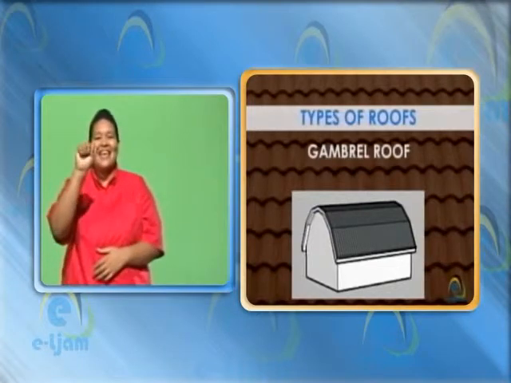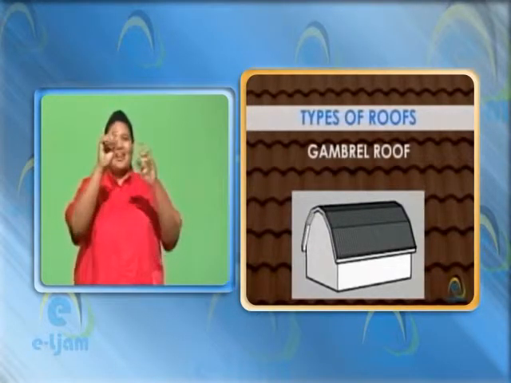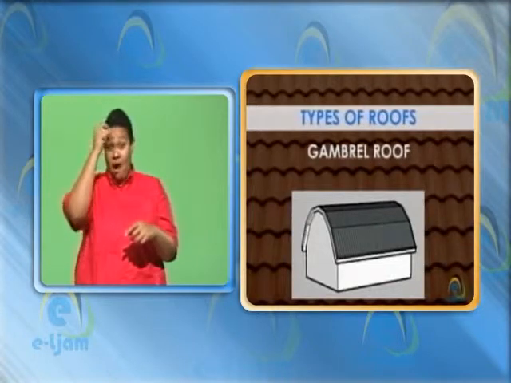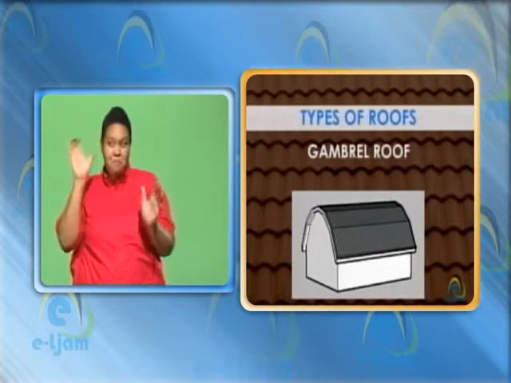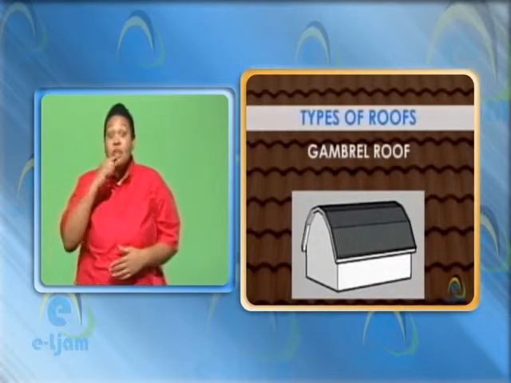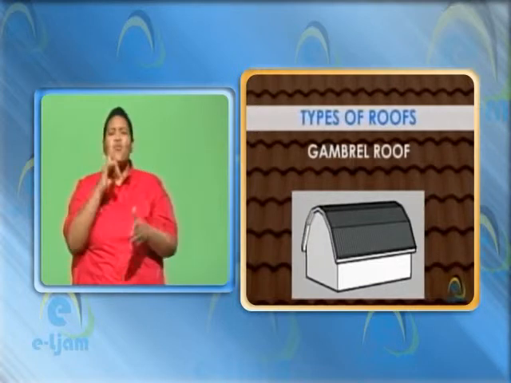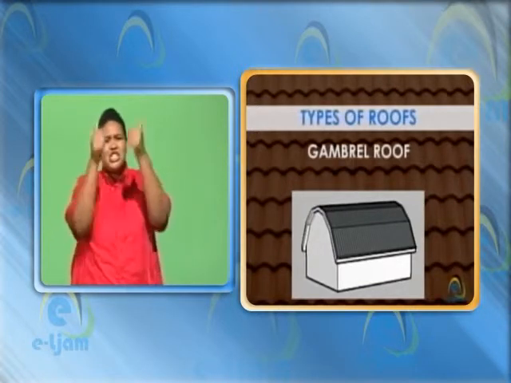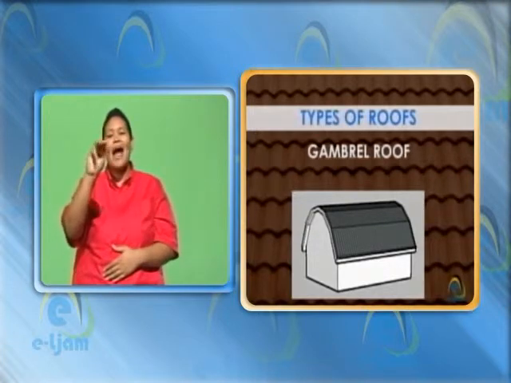Gambrel roof. A gambrel roof has a straight ridge like that of a gable roof, but midway down the slope, the planes break downward at a steeper pitch. A gambrel roof is so named because its curved hip-like shape resembles the contour of a horse's hind leg, called a hock or gambrel in the 17th century England.